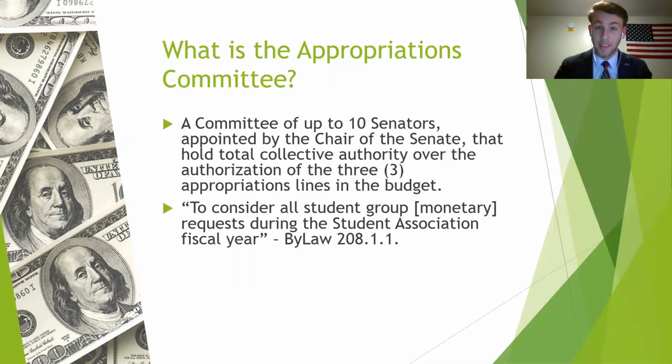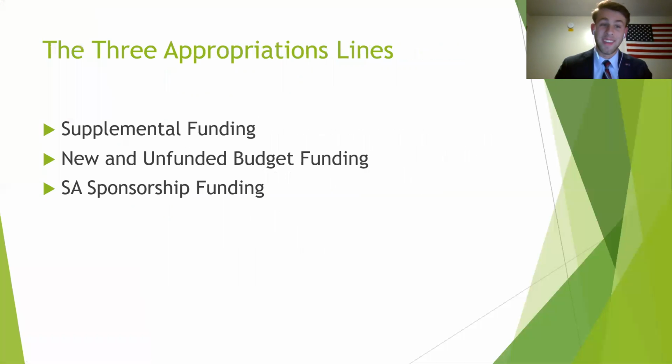So what are the 3 lines? It's a good question. Here they are. We got supplemental funding, the new and unfunded budget funding, and the SA sponsorship funding. So which one applies to you?